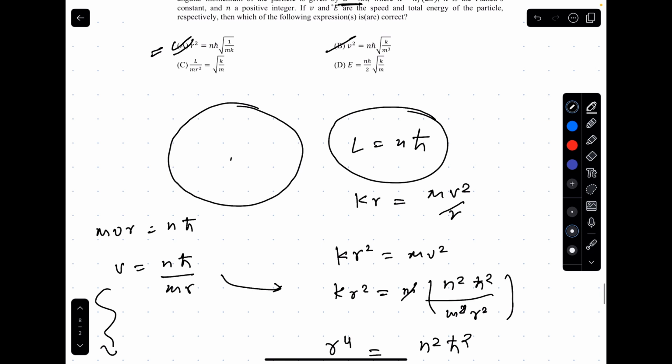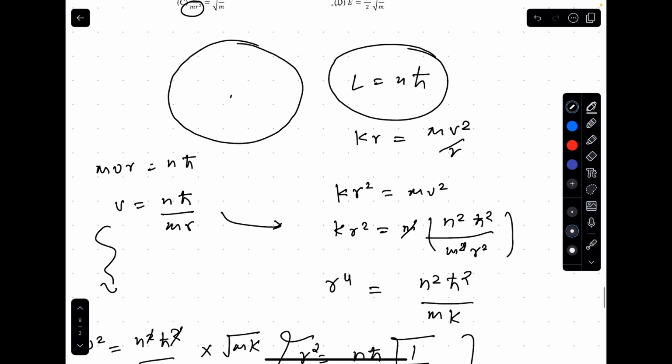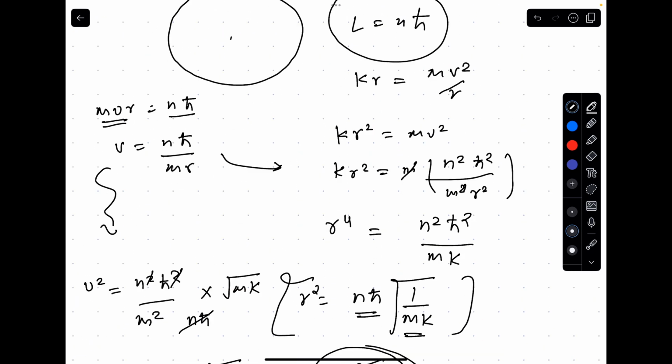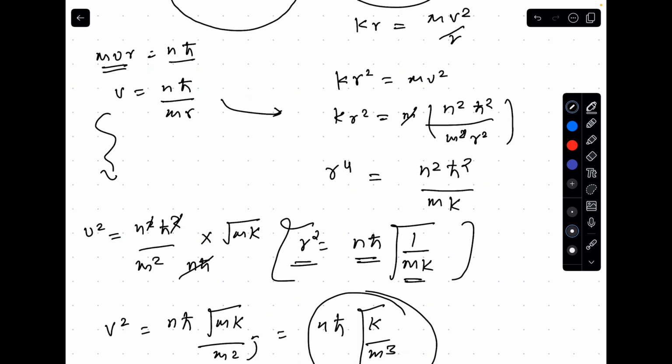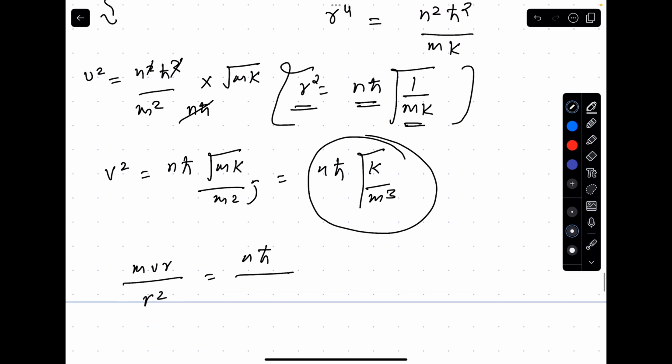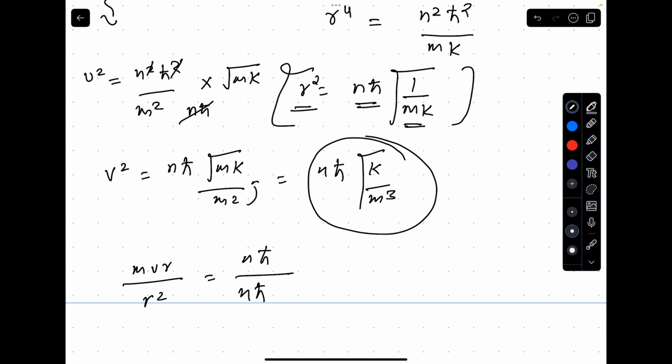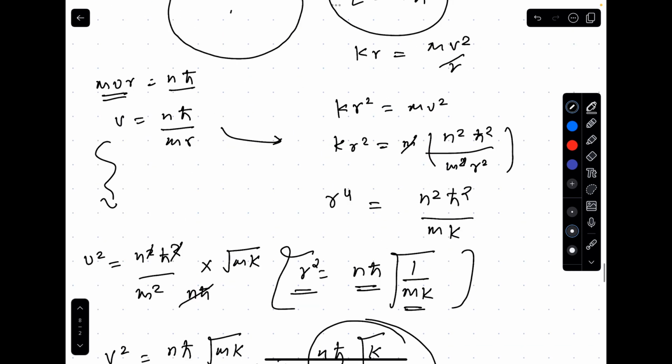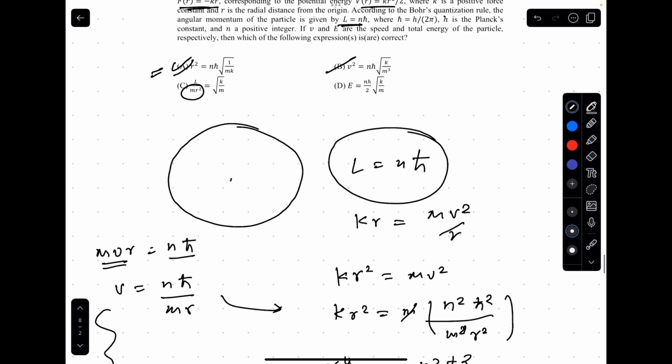Next, L divided by m r square, that we need to find out. So look over here, I have L. L is n h simply, and the r square is this value, we have got it. So m v r, that is basically L divided by r square, is n h multiplied by root of 1 by mk. Alright, so n h will be cancelled out, then it will be simply root of mk.